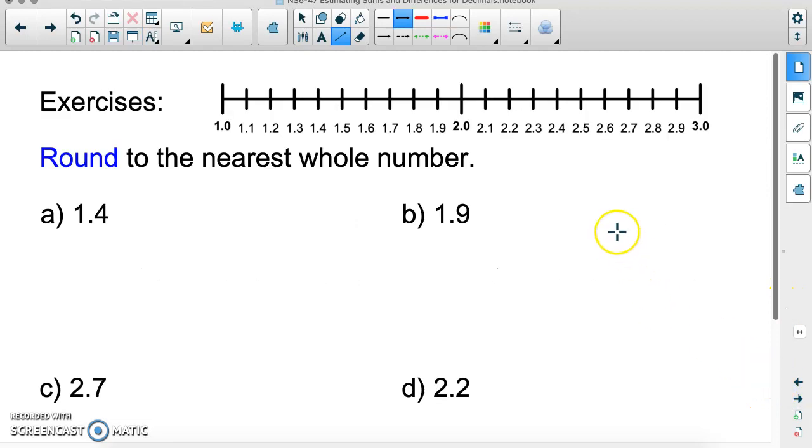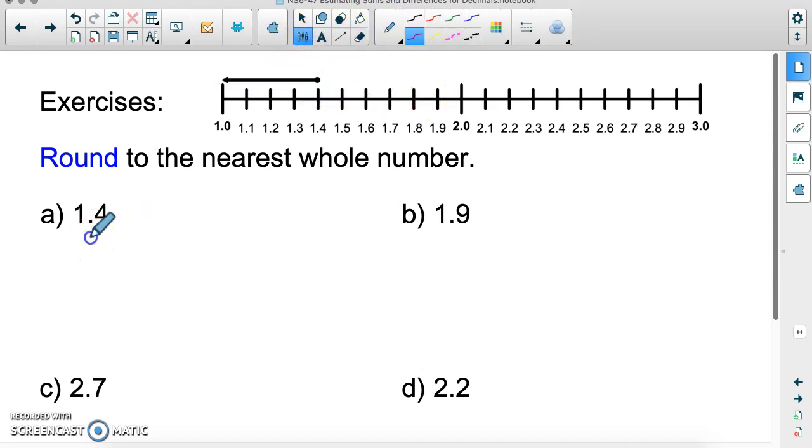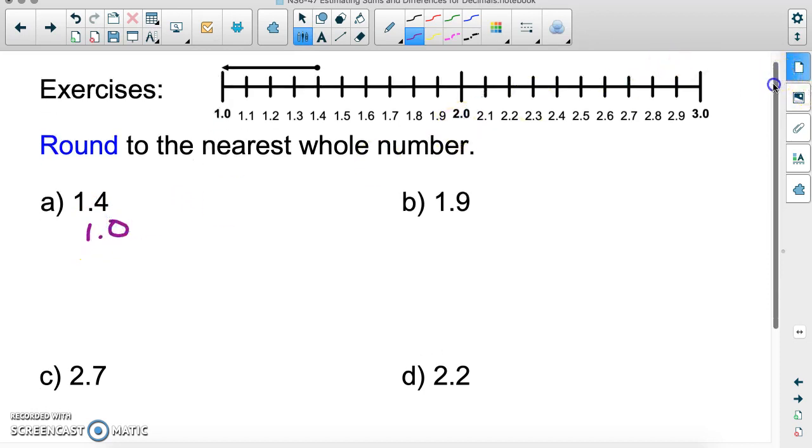So here's some exercises for you to do on your whiteboard. I've given you the number line at the top here if you need it. So you're going to round to the nearest whole number. So 1.4, for example, is here on the number line. Is it closest to 1.0 or 2.0? 1.4 is closest to 1.0. So the answer here is going to be 1.0. Do B, C, and D on your whiteboards, and then you're going to continue on with your screencast.